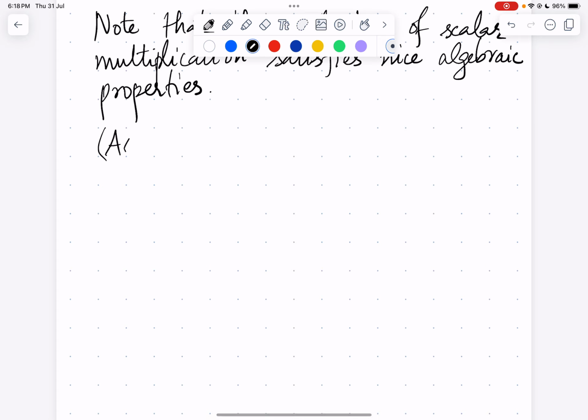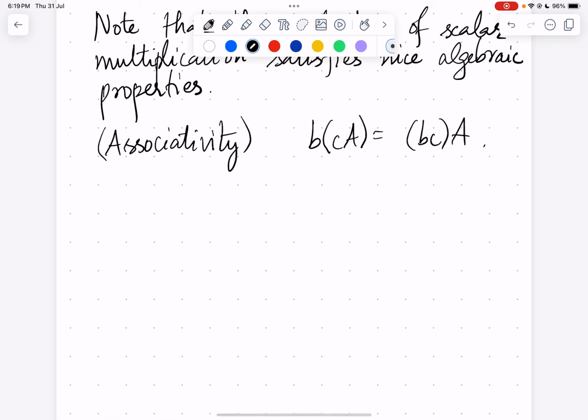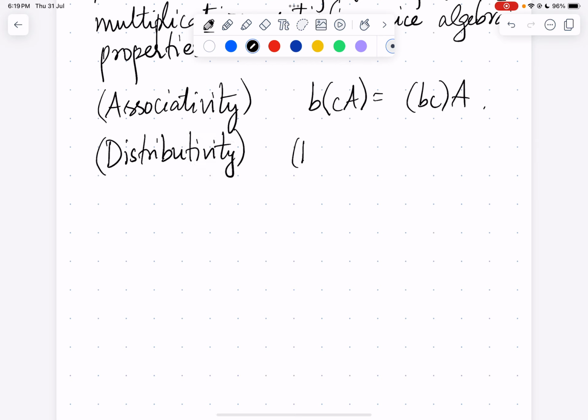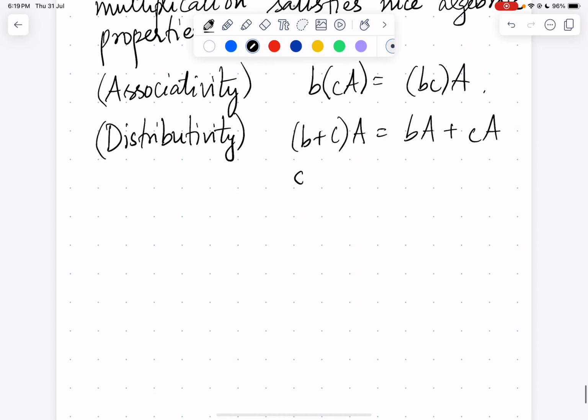So for example, you have some form of associativity: B times C times A is BC times A. So in some sense grouping doesn't matter. You also have distributivity: B plus C times a point A is just B times A plus C times A. These are easy to prove, you just use the definition. You also have this property, C times (A plus B) is equal to C times A plus C times B. The proofs are simple.